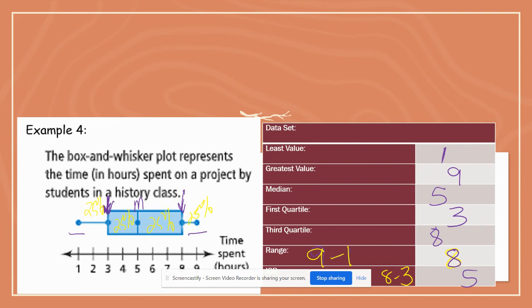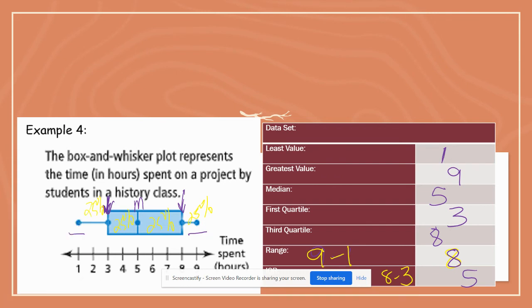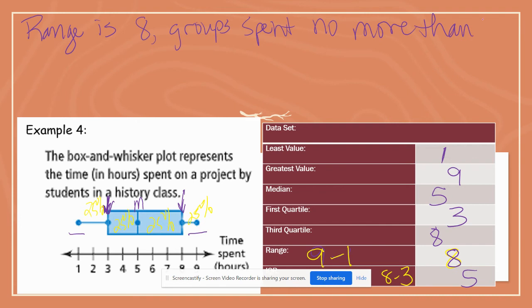So if we're interpreting the range, the range is 8. So groups spent no more than 8 hours difference on that project.